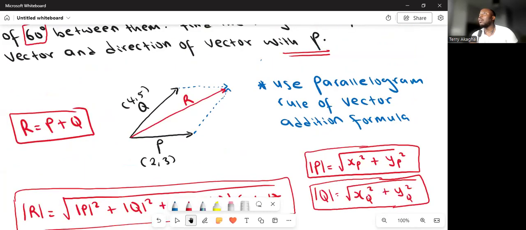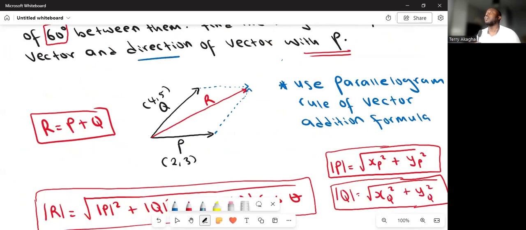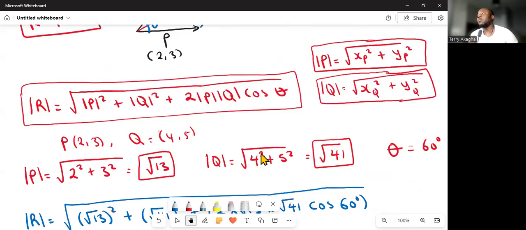Now, the second part of the question wanted us to find theta. They said the direction of the vector with P. So that means we're looking for theta here. We need to be very, very careful. Sometimes they might want you to find the angle of the resultant with P. So it's very important that you look out for the terminologies. But in this case, they want you to find this angle here, which is theta. And I've already given you that in the previous video.